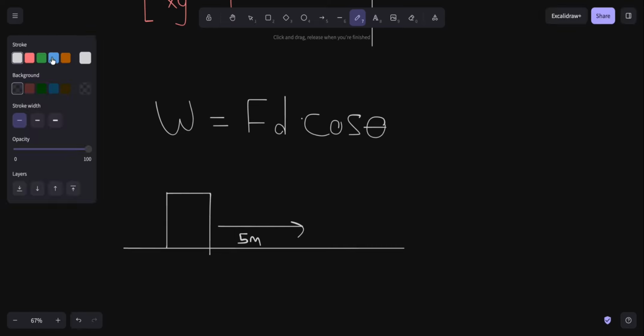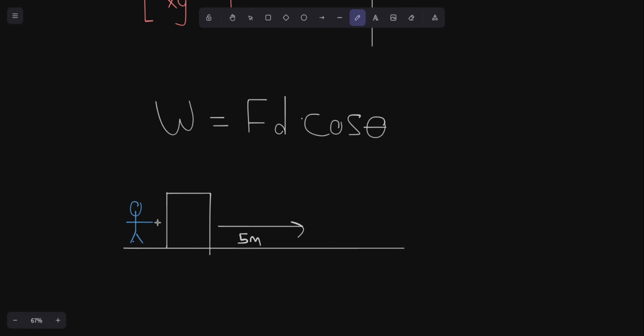And let's say that we, as the little humans we are, decide to push the box with a force of 6 newtons. But this force is going to be at an angle, let's say a 30-degree angle. So you can see how we want to measure the work done by this human. Now, some of the work is going to go along the direction of our displacement.